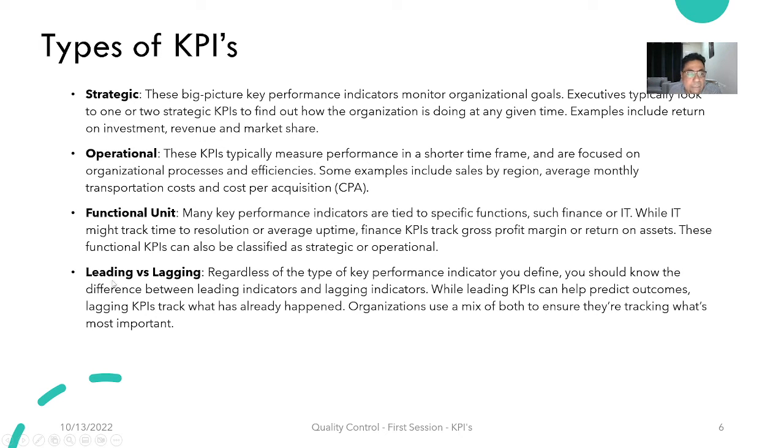Number four is the leading versus lagging. The definition of the leading KPIs is the KPIs that help predict outcomes. If we need to predict our outcomes, we are going to use the leading KPIs. Otherwise, the lagging KPI tracks what has already happened. If we have something that already happened and we need to track it, we use the lagging type of KPIs.